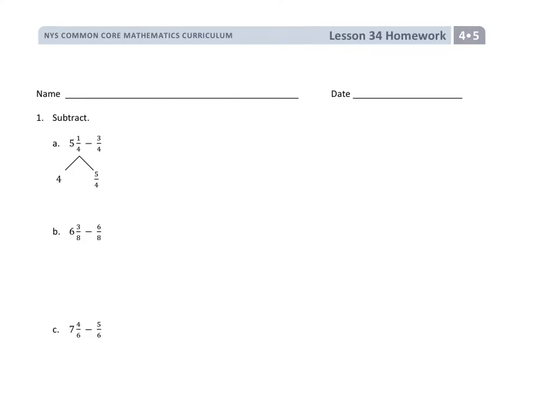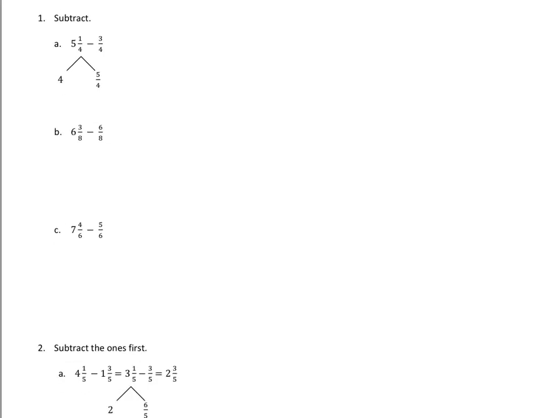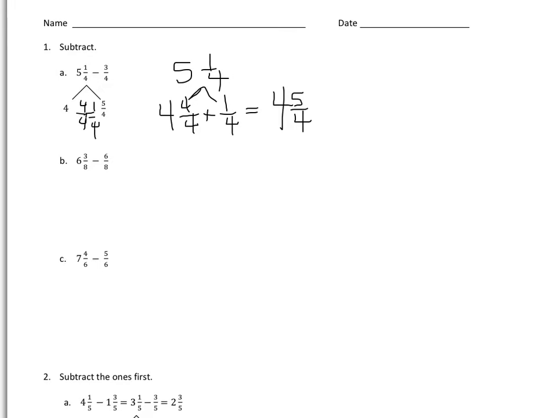On tonight's homework, students are going to practice subtracting fractions from mixed numbers. The way that the homework is showing is slightly different than what we did in class. We showed in class showing 5 and 1/4 as being worth 4 and 4/4 plus 1/4, adding those together to get 4 and 5/4. They just did the step of combining 4/4 plus 1/4 and calling it 5/4.